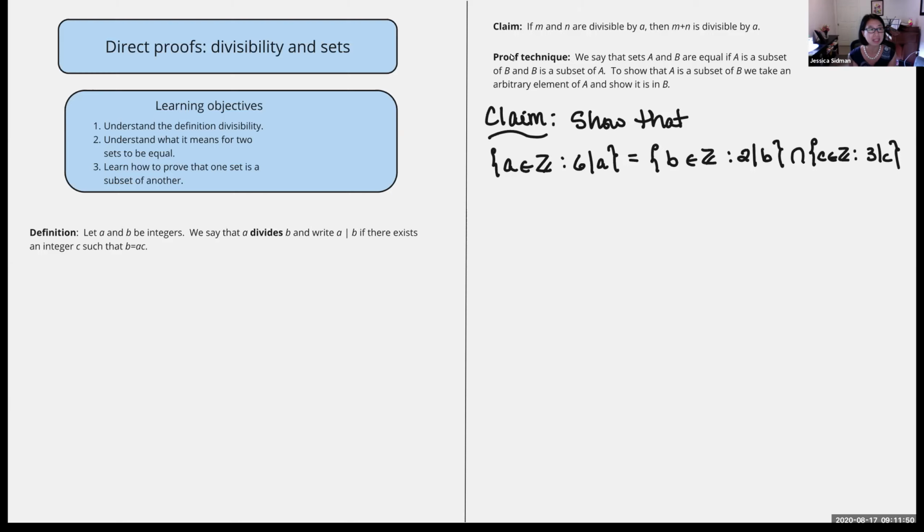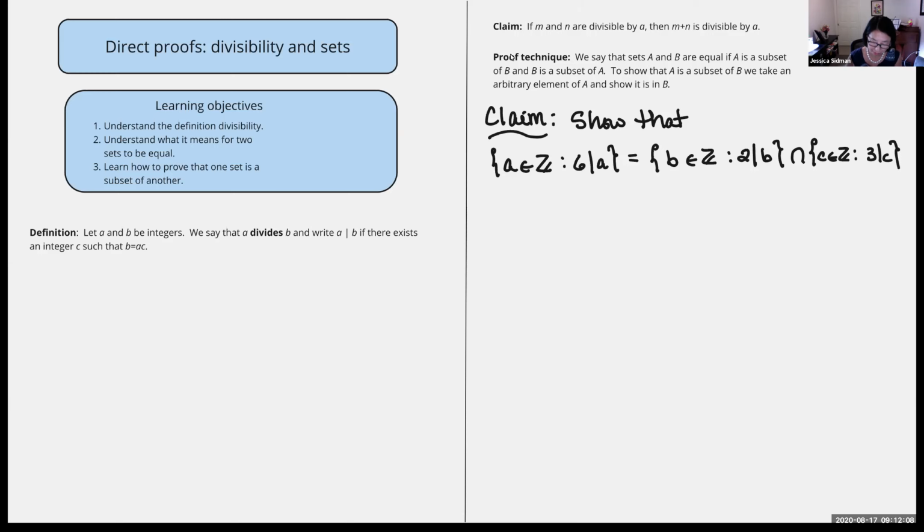Okay, so the new definition for today is divisibility. If A and B are both integers, we say that A divides B, and we write this A bar B, if there exists an integer C such that B is equal to AC.